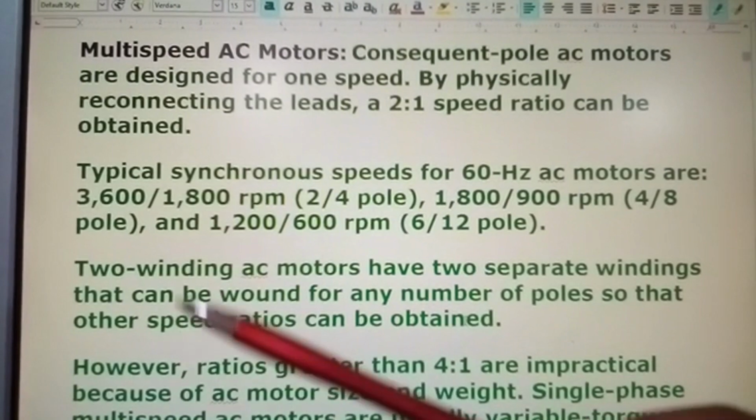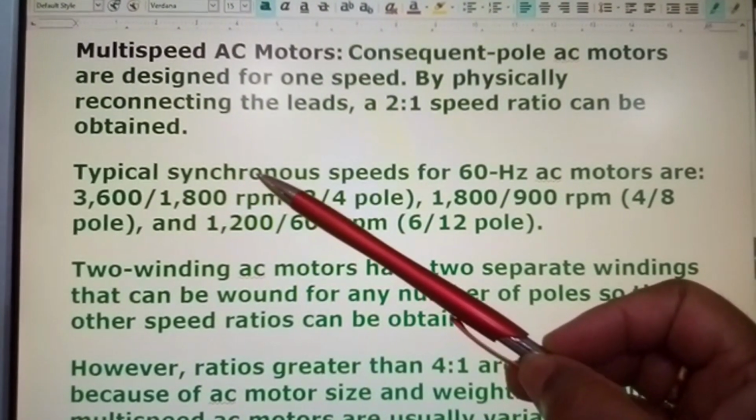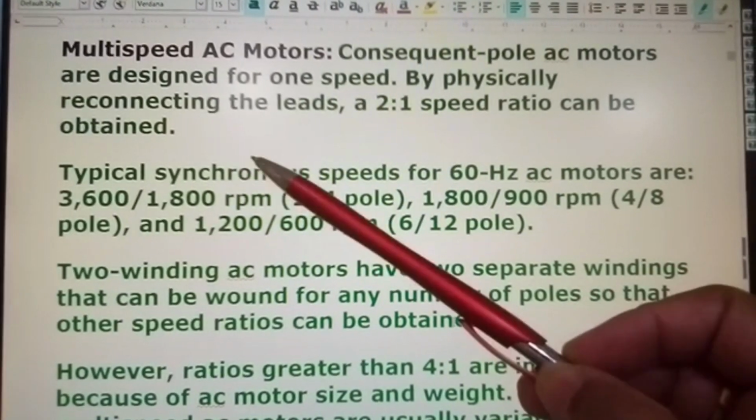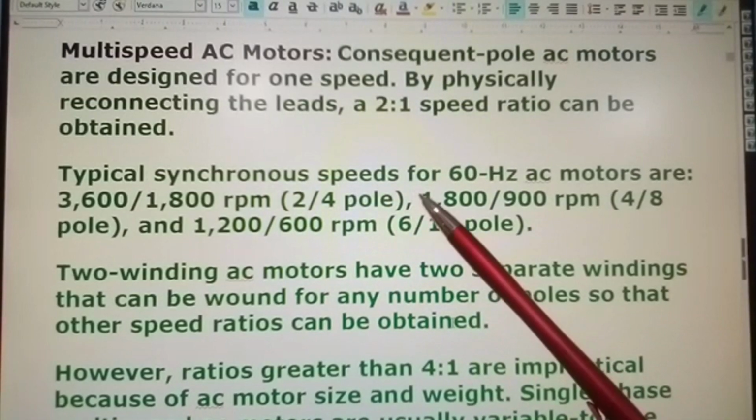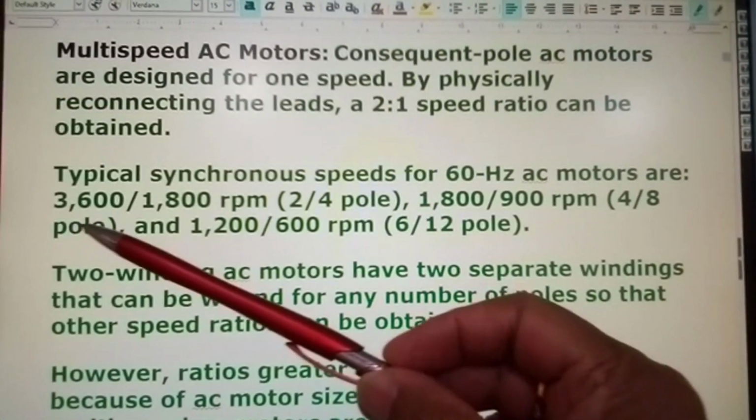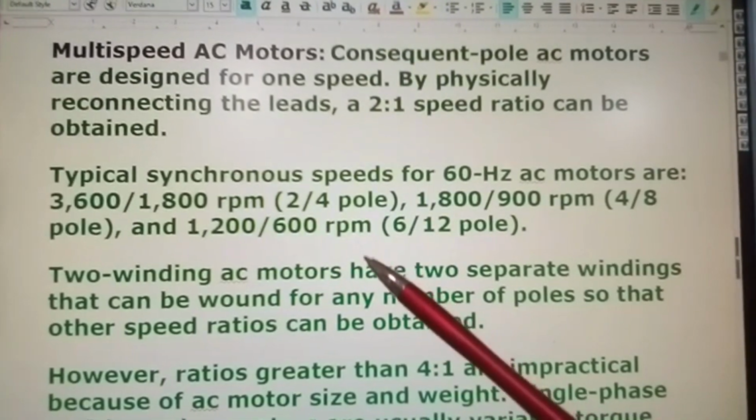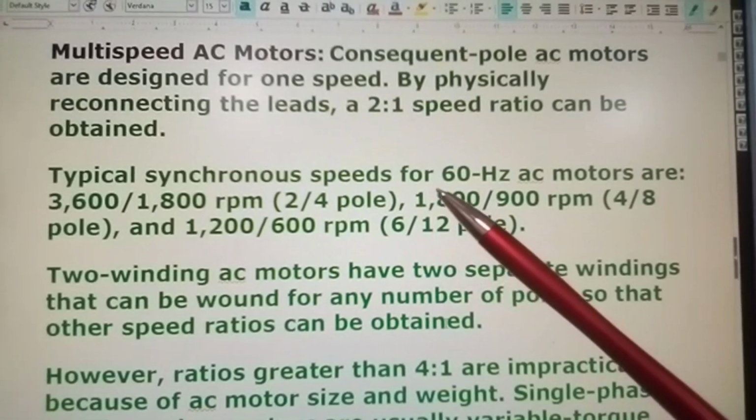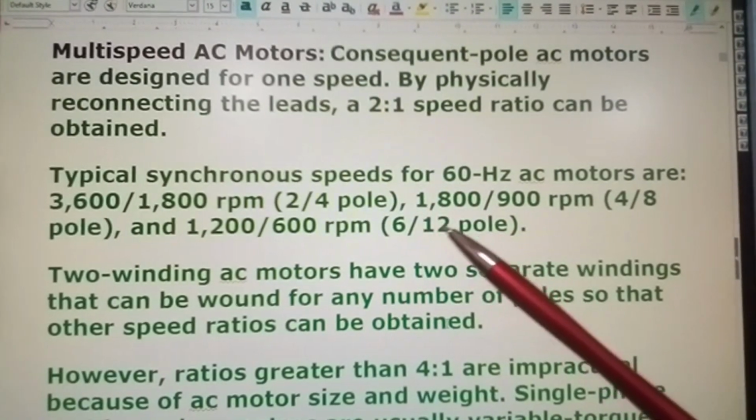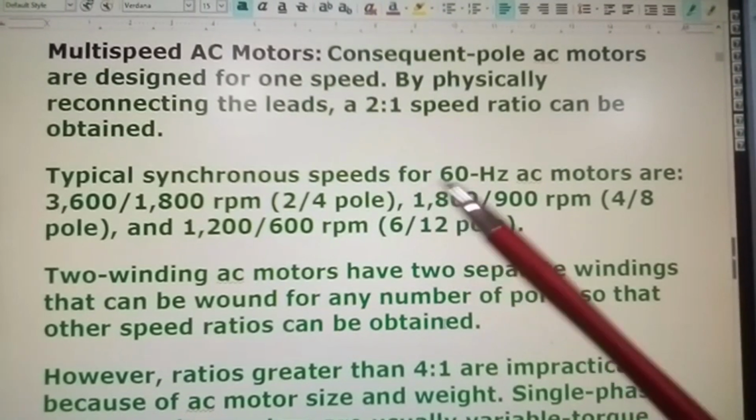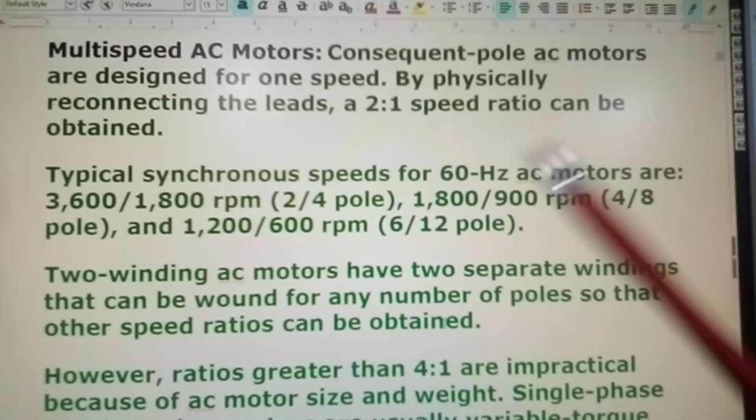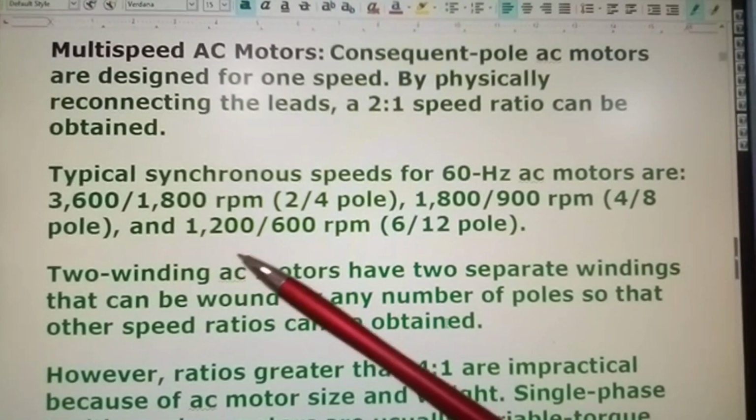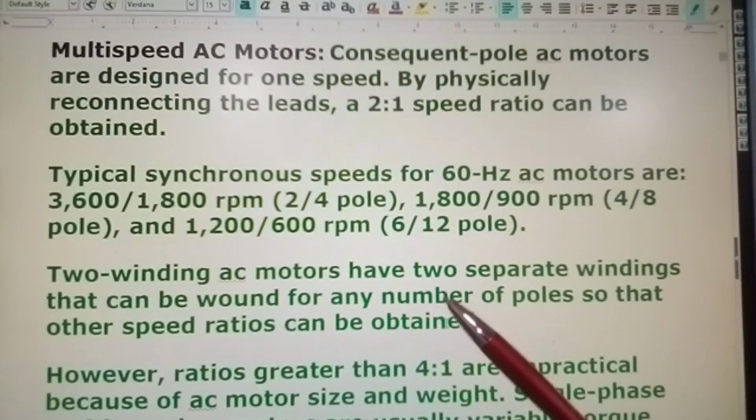Now, typical synchronous speed. Again, make sure you understand what synchronous means. Look it up, do a search, look in your electrical principles books. For 60 Hz, AC motors are 3,600 to 1,800 revs per minute, 2 to 4 pole. I've done a lot of this in motors and electrical principles, so look into that as well. You cannot just do this in 5 minutes. It is not a 5-minute job. Revs per minute, 4 to 8 pole, and 1,200 to 600 revs per minute, 6 to 12 pole.